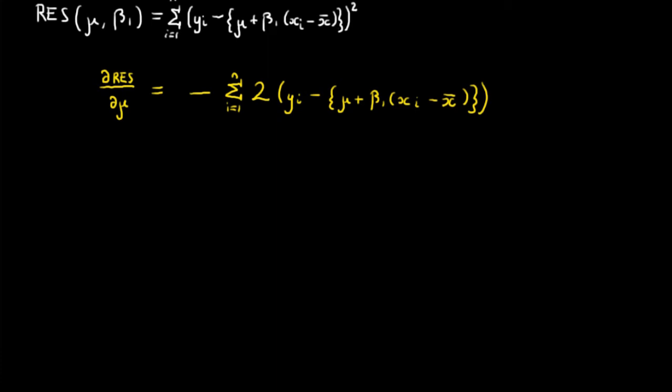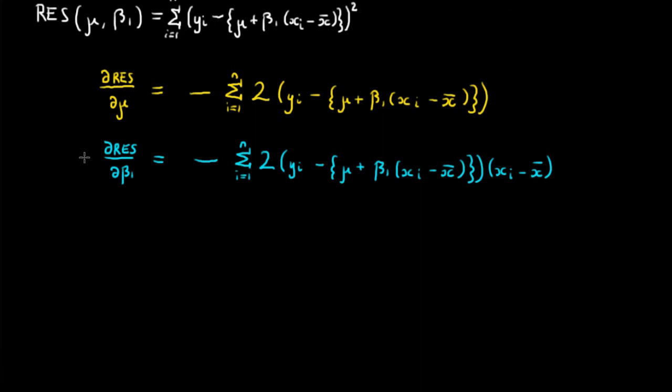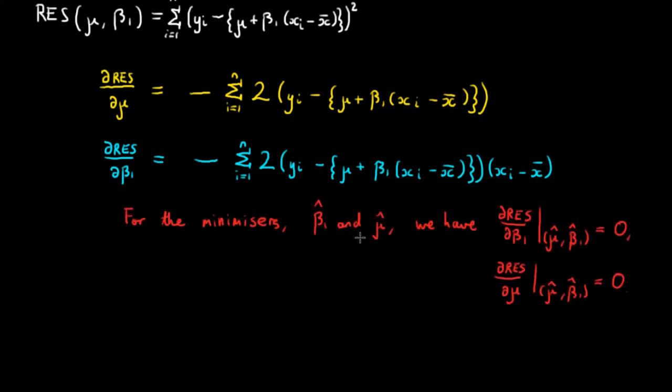We can do the same for differentiation with respect to beta 1. This time we've got to be a bit careful, because rather than just having a minus sign multiplying beta 1, as we had the minus sign multiplying mu, we've also got this xi minus x bar multiplying beta 1. So when we differentiate this with the chain rule, we'll have minus the sum of 2 times the bracket multiplied by xi minus x bar. Again though, fundamentally it's just the chain rule. This is just partial differentiation. Now, these are the two partial derivatives. If we want to find minimizers, then we have to set them equal to 0.